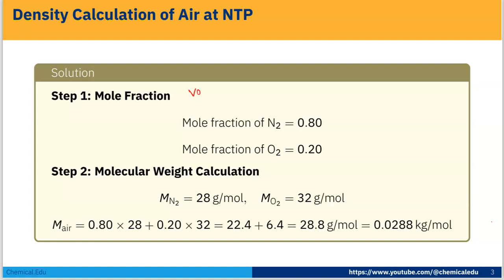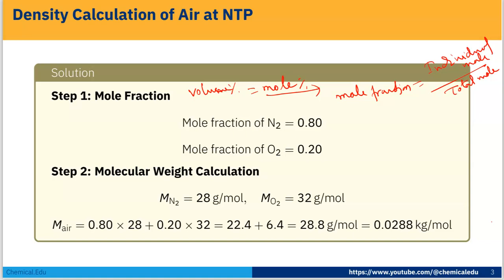So we know volume percent is equal to mole percent. So if volume percent is given, we can easily calculate mole percent. So that mole percent will be nothing but the mole fraction. So mole fraction is nothing but individual mole by total mole. So now here, as volume percent of nitrogen is given, that is 80%, so mole fraction of nitrogen is 0.80, mole fraction of oxygen is 0.20.